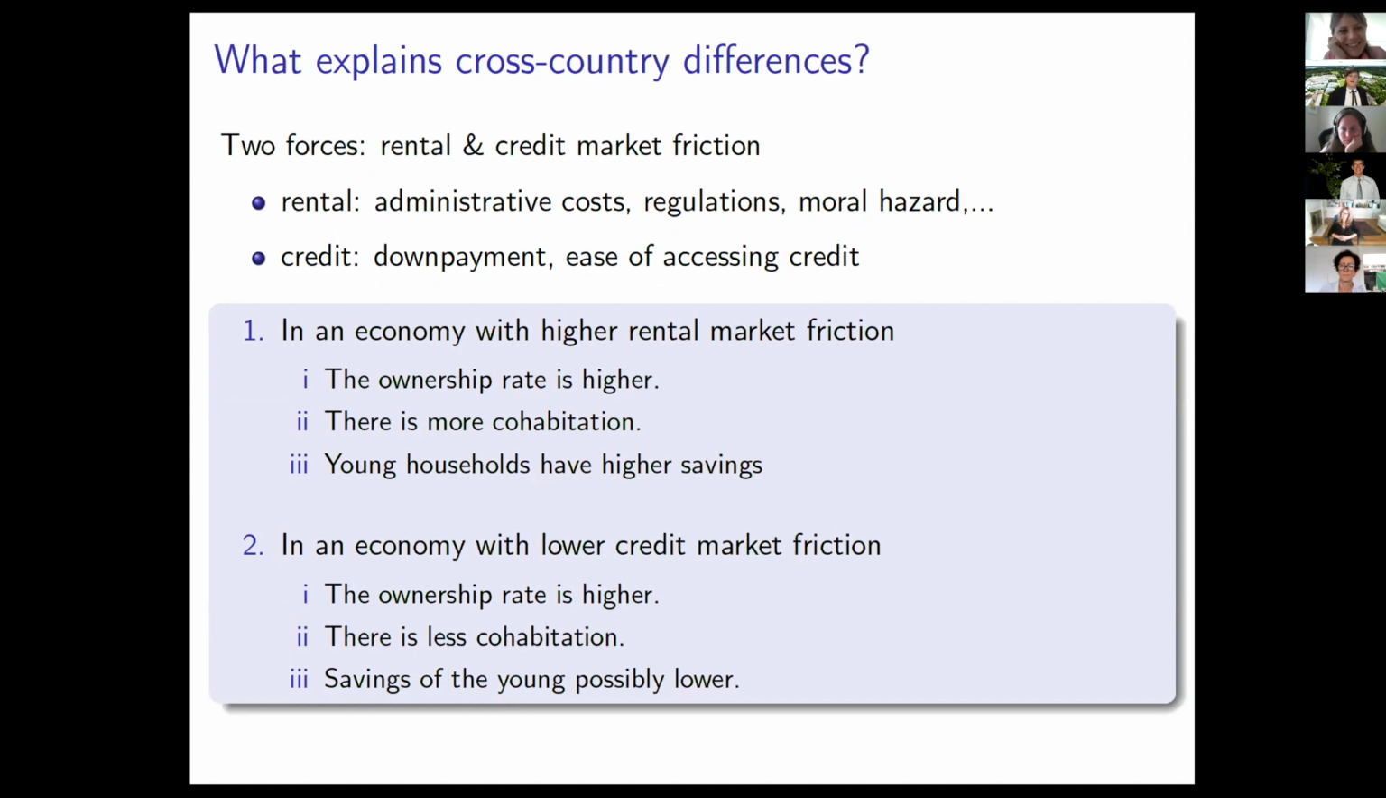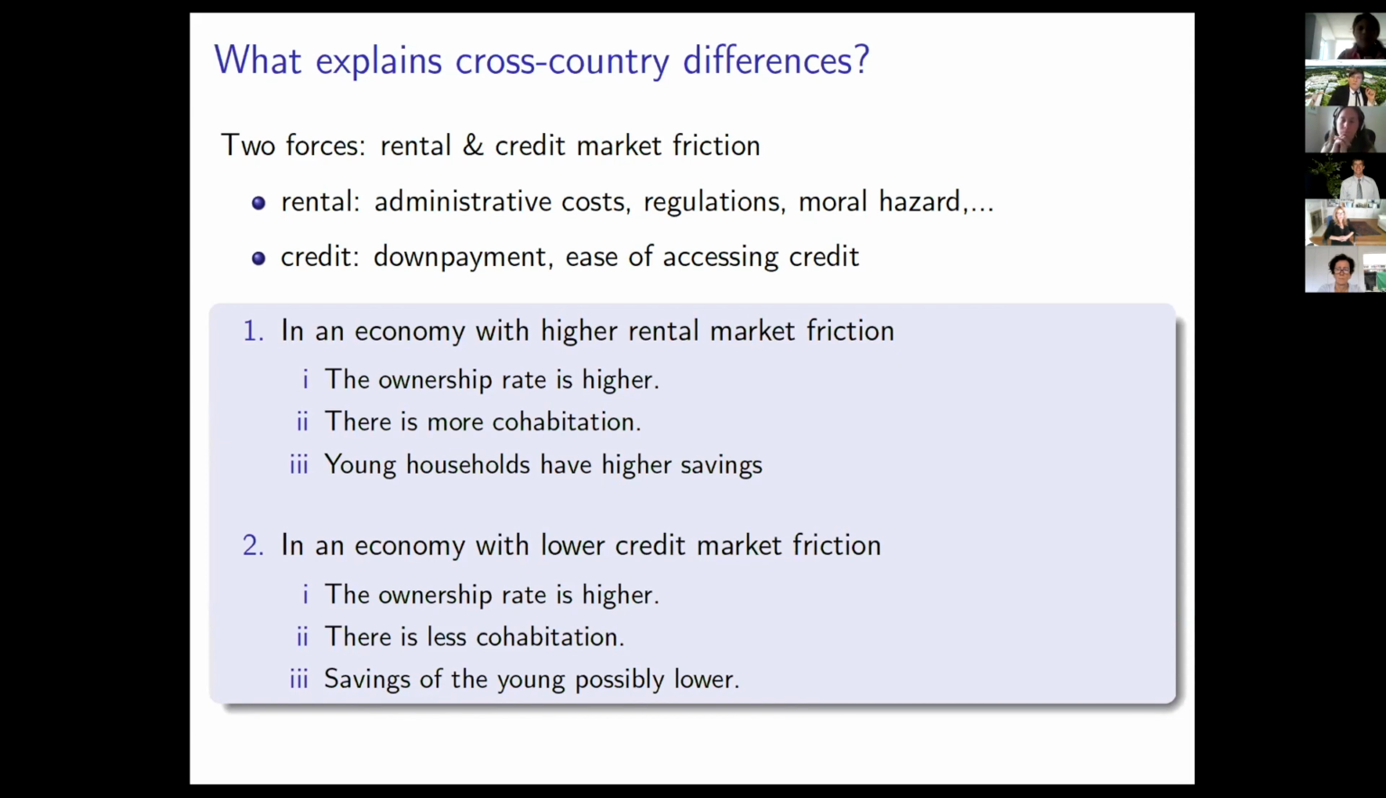Credit market frictions in the model are literally a down payment requirement, but more generally, they're going to capture how cheap or easy it is for households to access credit. For example, we think that they might be lower in the Netherlands, where at least there used to be interest-only mortgages.